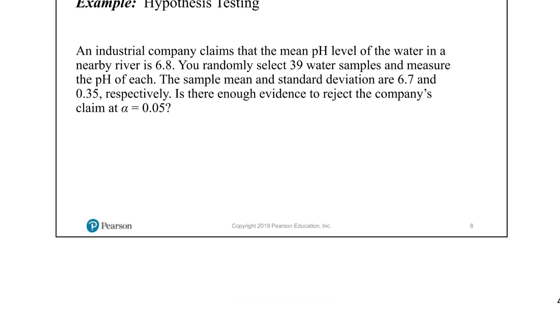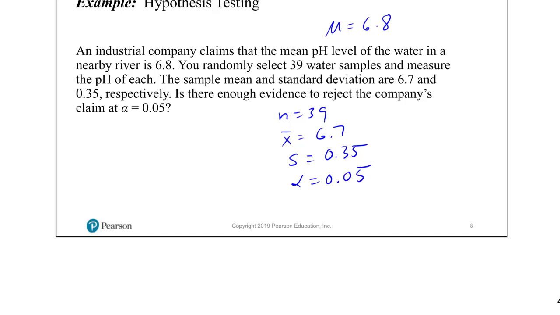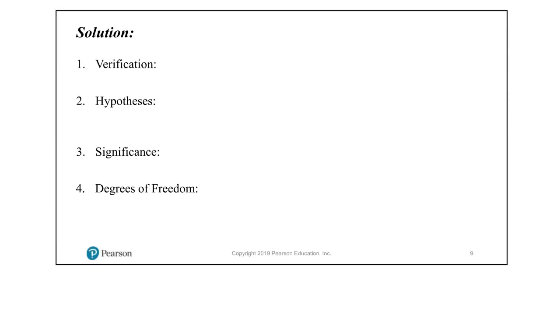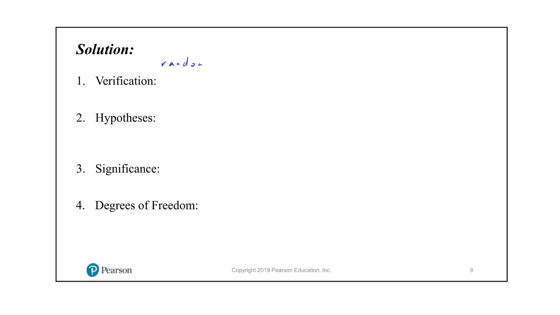An industrial company claims the mean pH of the water in a nearby river is 6.8. Mu equals 6.8. Randomly select 39 water samples, and it's 39 pH. The sample mean and standard deviation are 6.7, and that's s because it's coming from the sample, 0.35. Alpha is 0.05. And away we go. All right. It did say we had a random sample. Sigma was definitely unknown. And we weren't told about the distribution, but we do have a sample size of 39, which is greater than or equal to 30. So we are in line for a t-test here.